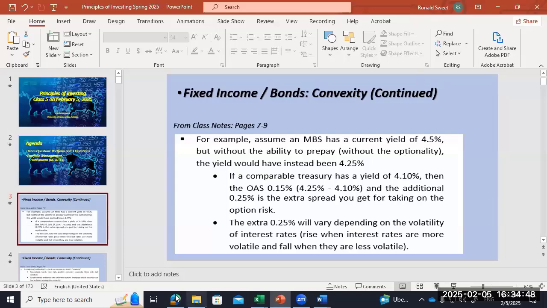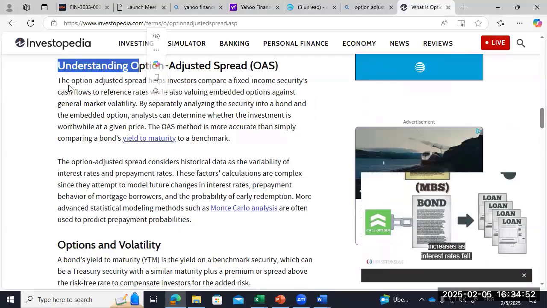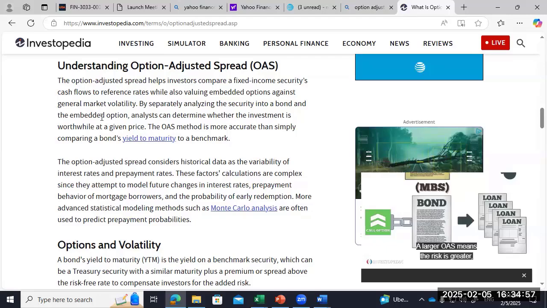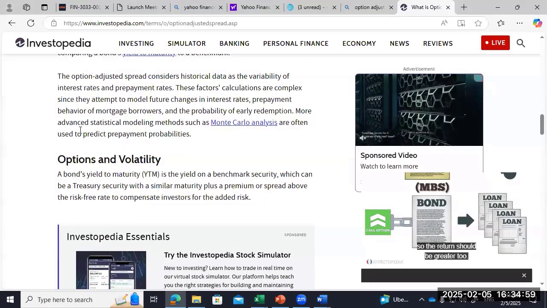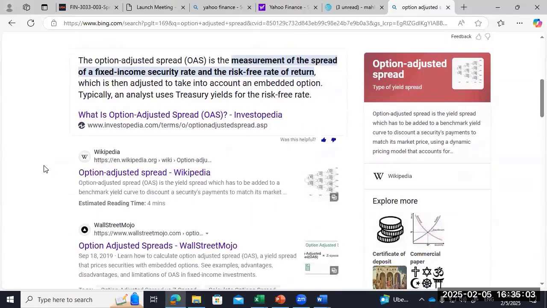So I don't like Investopedia. I think that's a terrible definition. They say understanding, and I wish they'd start with themselves. Helps investors compare. That's fine. It's like they're avoiding just telling you what it is. It's really, really frustrating. How does Wikipedia do it?